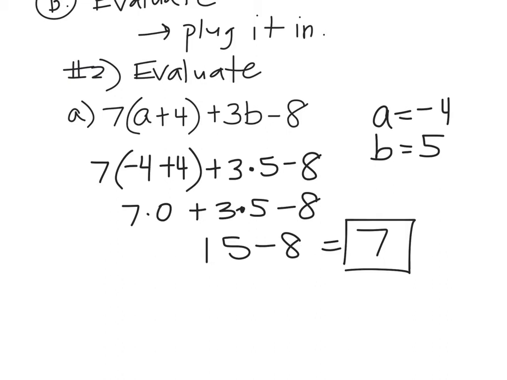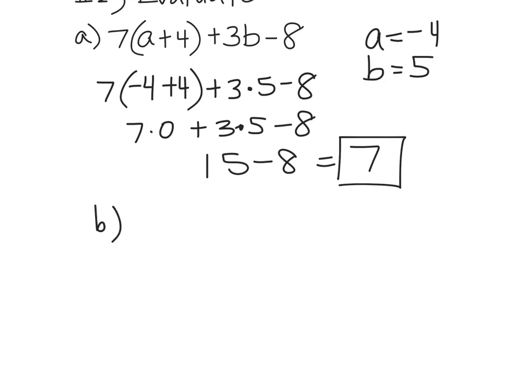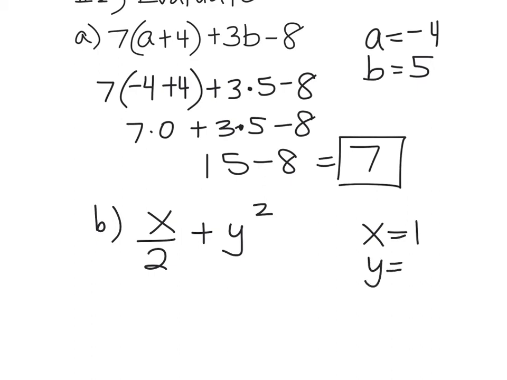All right, here we go. Next one. Letter B. This one: x divided by 2 plus y squared. X over 2 plus y squared. Okay, and we're going to say that x is equal to 1 and y is equal to 1/2.